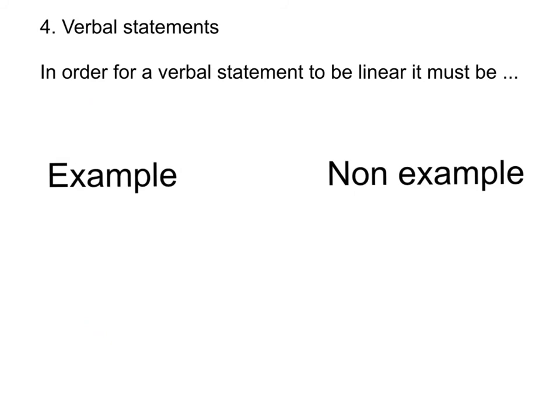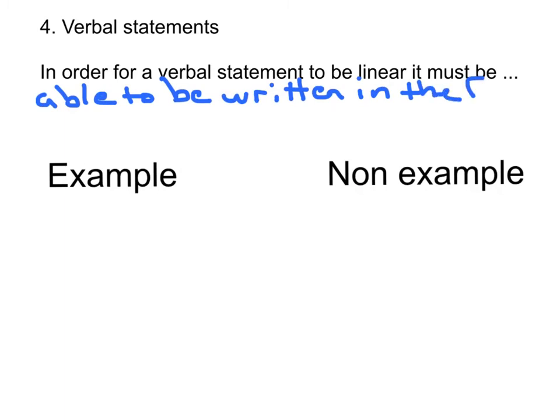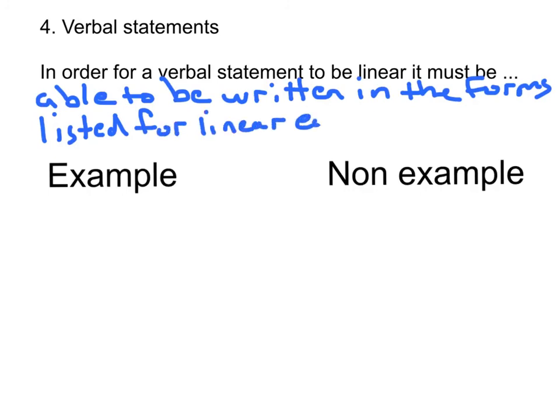Verbal statements. This goes in box 4. In order for a verbal statement to be linear, it must be able to be written in the forms listed for linear equations.